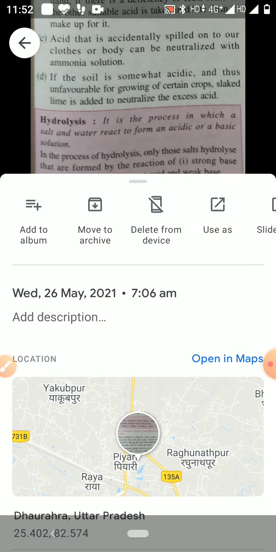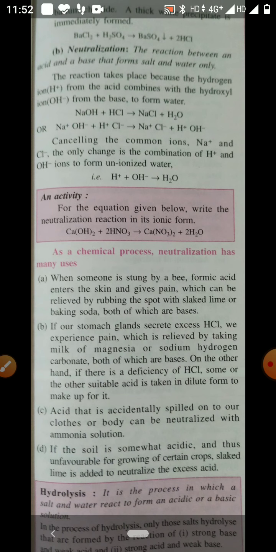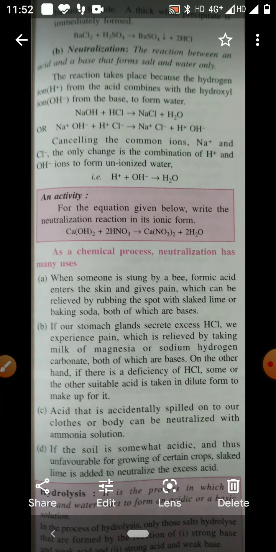Another is when an acid is accidentally spilled on our cloth. We should neutralize it by using ammonia solution. Sometimes our soil becomes acidic. Acidic soil is unfavorable for the growth of plants. Then that acidic soil can be neutralized by using slaked lime. So these are the applications of the neutralization reaction.